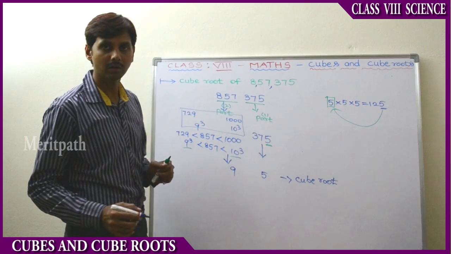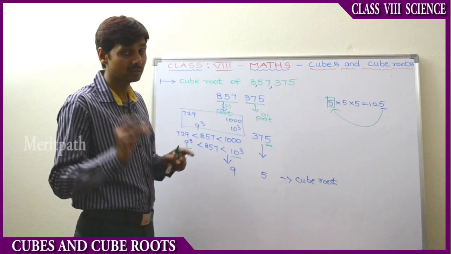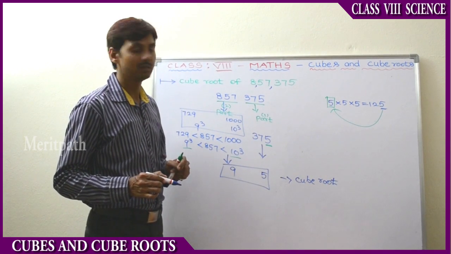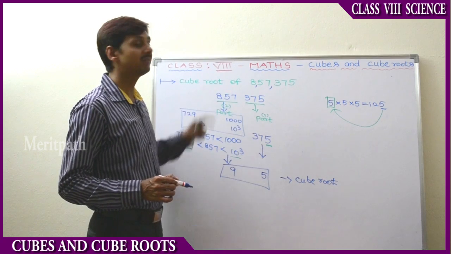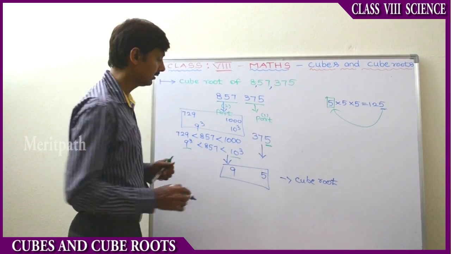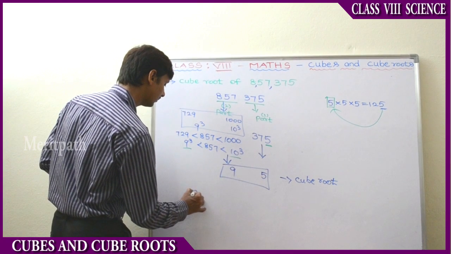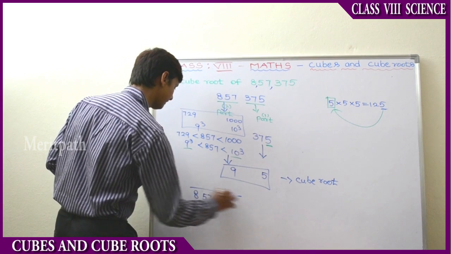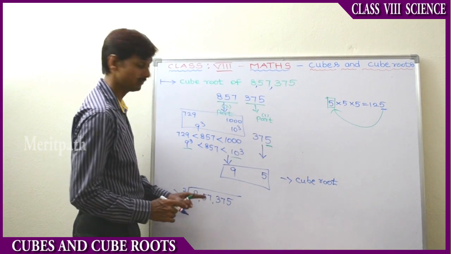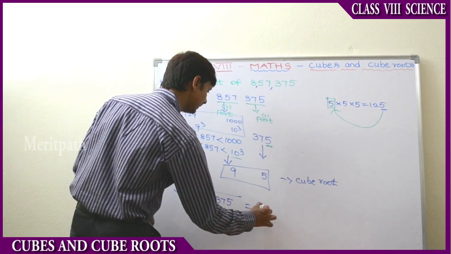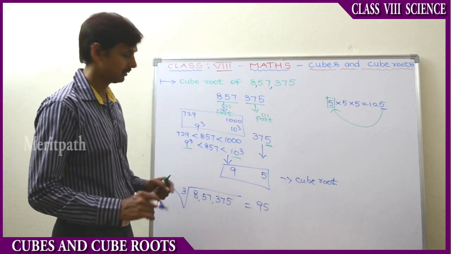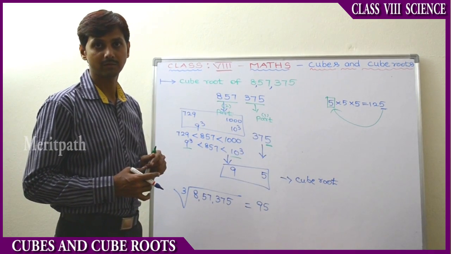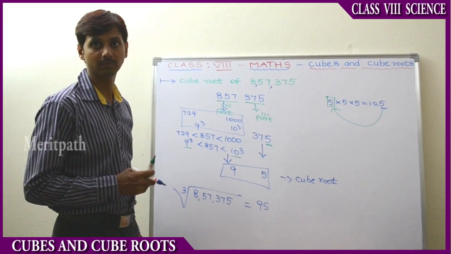Combining these two digits, the number is 95. So 95 is the cube root of 857,375. The cube root of 857,375 is 95, which means that multiplying 95 into 95 into 95 gives this number. So this is the concept of cube root.